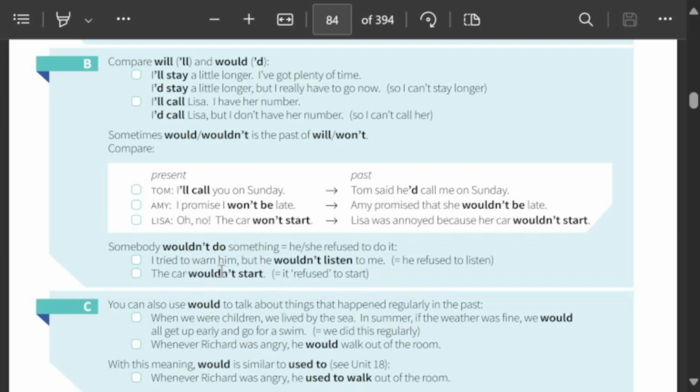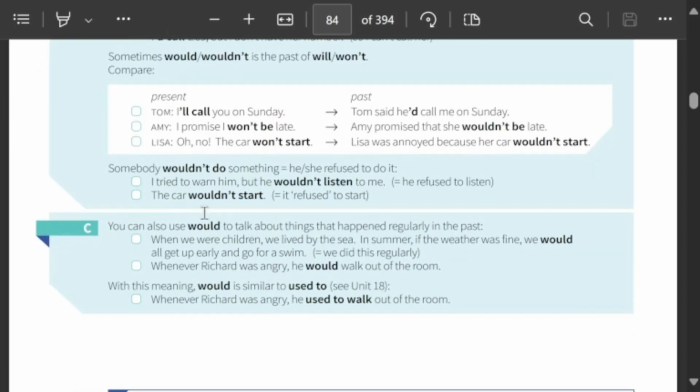So here I tried to warn him, but he wouldn't listen. Wouldn't shows he refused in that situation. The car wouldn't start, you see the same. Even though it's not a person, the car wouldn't start. Now, remember yesterday we were using would. Now it's here, you see? This is a different would.